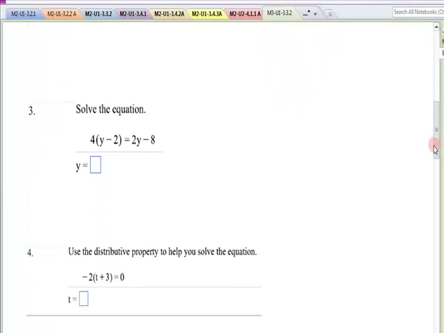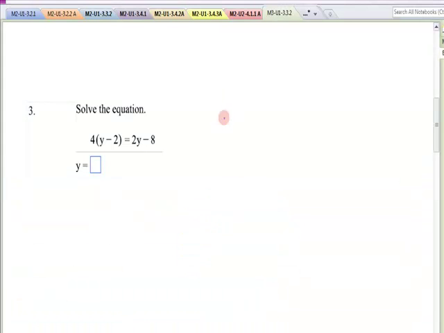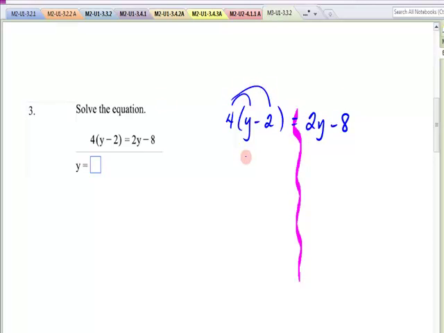All right, let's take a look. I'm skipping a few. Let's go down to number 3. I have 4 parentheses y minus 2 is equal to 2y minus 8. All right, can I simplify on the left side? Yes, I can use the distributive property. 4 times y is 4y. 4 times negative 2 is negative 8. Nothing to simplify on the right, so just copy it down.